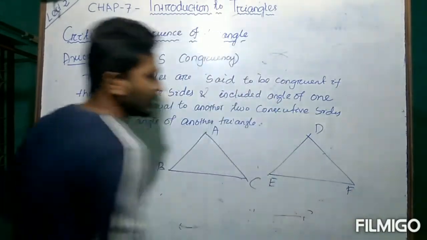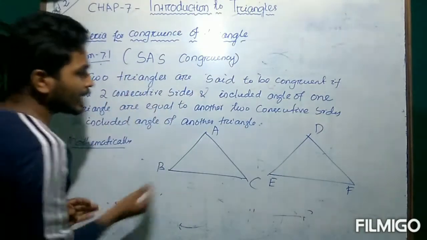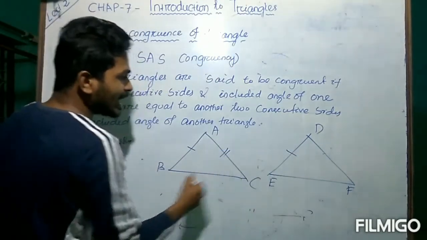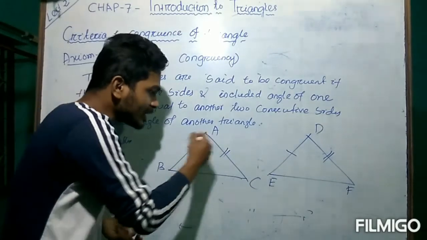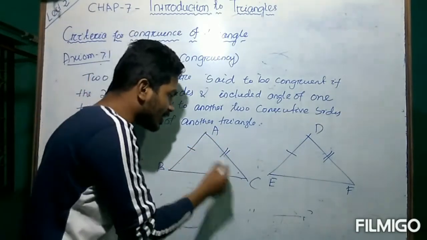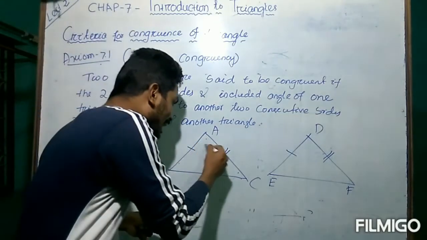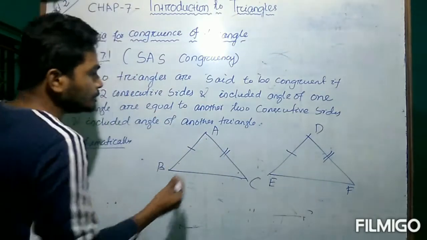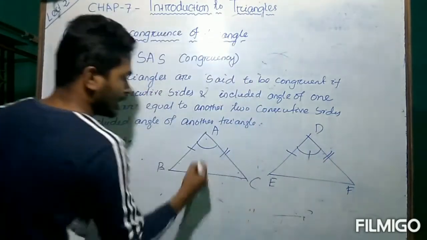E, F. Understood? Now it is given that according to the statement, if this side is equal to this side is equal to this side, and which one is the included angle? This angle or this angle or this angle? This angle. Okay, because these angles are the two consecutive sides. Okay, so this is the included angle. Here also this is the included angle.